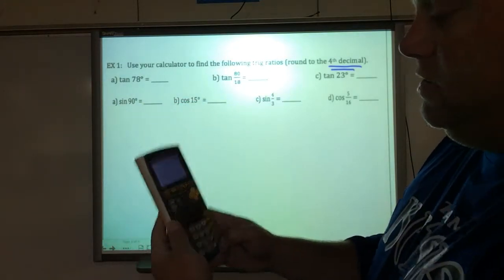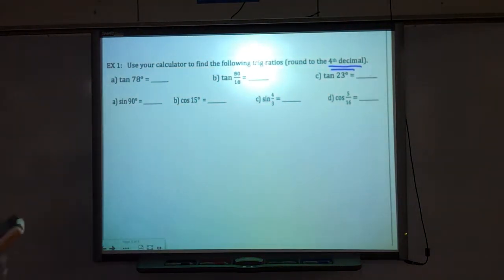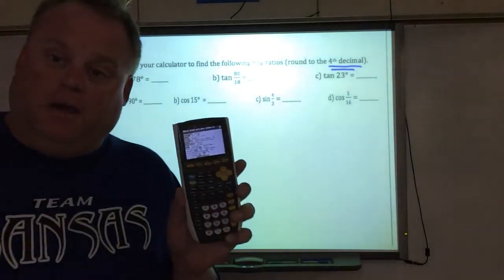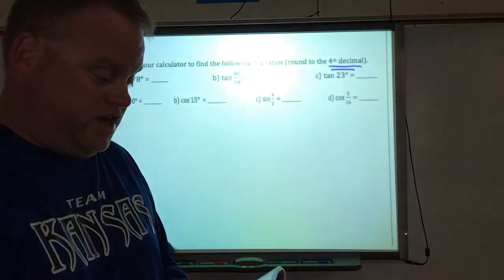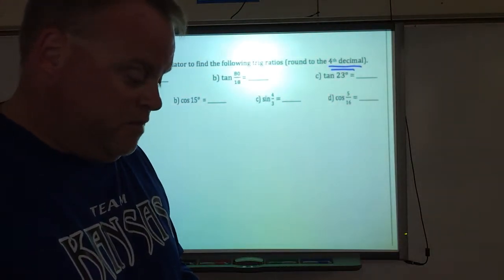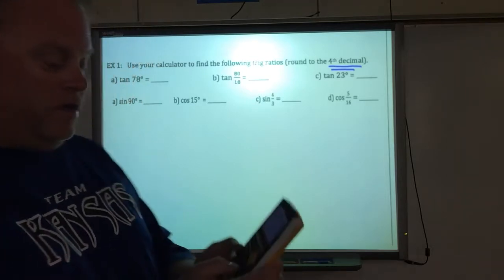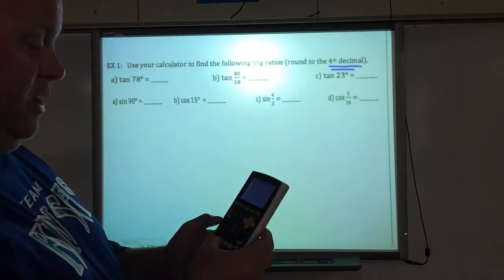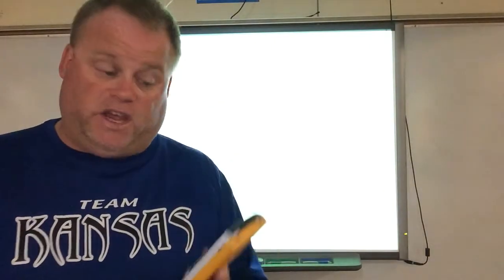Not the correct answer. I got a negative. Let's see what I did wrong. You know what's wrong? My calculator is in radians and not degrees. Good catch by me. Make sure that we put our calculators into degrees. That's one of the big keys that we have to do.